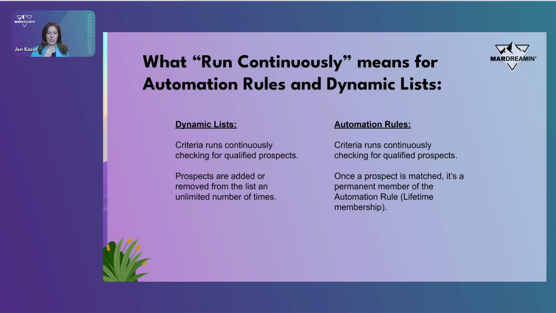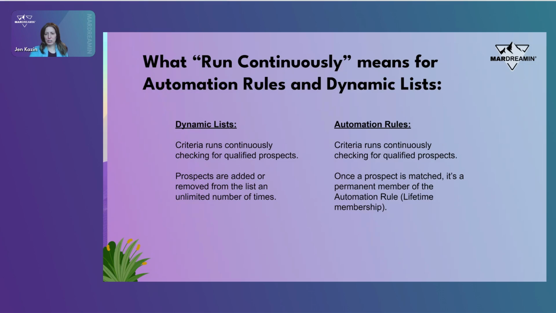I also added this section: what does run continuously mean for automation rules and dynamic lists? When people are just getting started with Account Engagement, I think this sometimes trips people up. Dynamic lists and automation rules both run continuously. They're constantly looking to find prospects that fit the criteria. But one difference is that with a dynamic list, prospects are added or removed from the list an unlimited number of times.